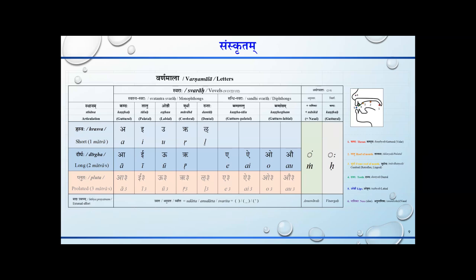Danta is not necessarily teeth, but the base of the teeth, the inside base of the teeth. Dantaha is plural, whereas kanta, talu, murda are all singular because there's only one, whereas dantas are many. The sounds that are modulated at the dantas are called dantya. It's like ta, da, na, and sa.